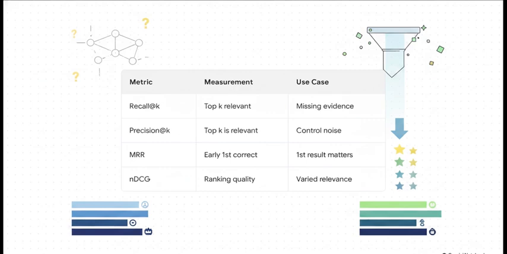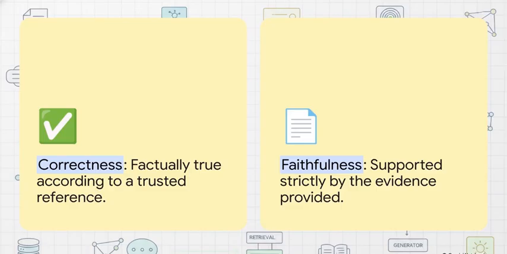And you deploy NDCG when you need to measure ranking quality across several passages that all have totally different degrees of relevance. You also absolutely must distinguish between correctness and faithfulness. Honestly, this trips up a lot of candidates. Correctness asks if the answer is factually true out in the real world. Faithfulness, though, asks if the answer was derived strictly from the retrieved evidence. Make sure to point out to your interviewer that an LLM can actually give a correct answer based on its pre-training that is completely unfaithful to the provided document. Or conversely, it can give a faithful answer that is factually incorrect simply because the retrieved document was outdated.